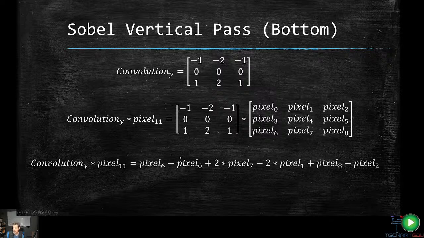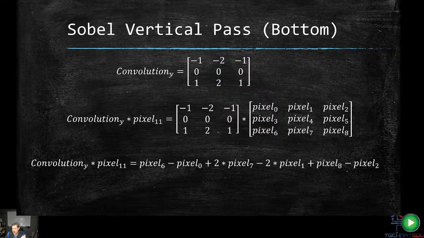And that's pixel number 6 minus pixel number 0 plus 2 times pixel 7 minus 2 times pixel 1. And then we're going to add that with pixel 1 minus pixel 8 minus pixel 2. All right, and that's going to end up with our 2 convolution values, one horizontally and one vertically.